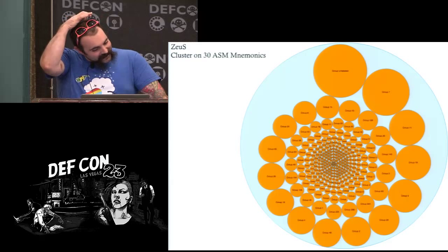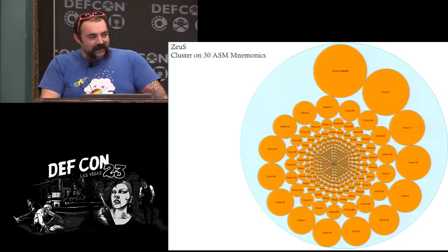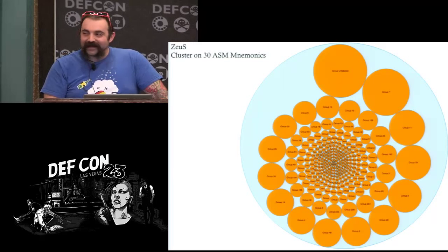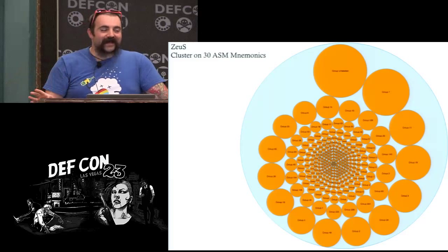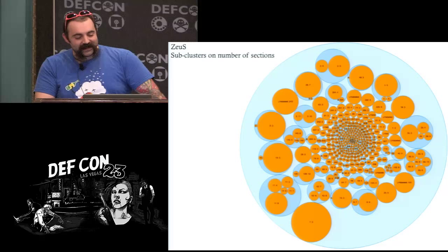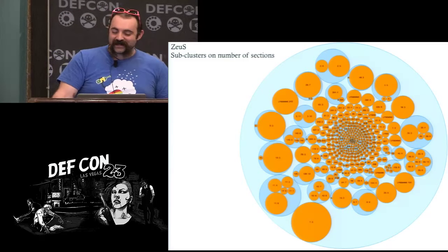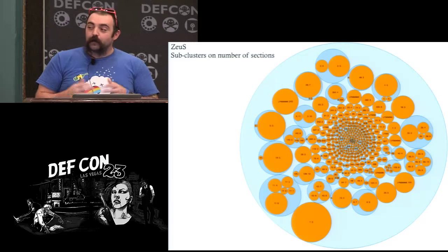So either the end result is I shouldn't do anything in D3, or you should never D3 while you're high, because both scenarios end badly. So once again, what does it look like if we subcluster on number of sections versus the initial cluster on assembly mnemonics? You get more circles.